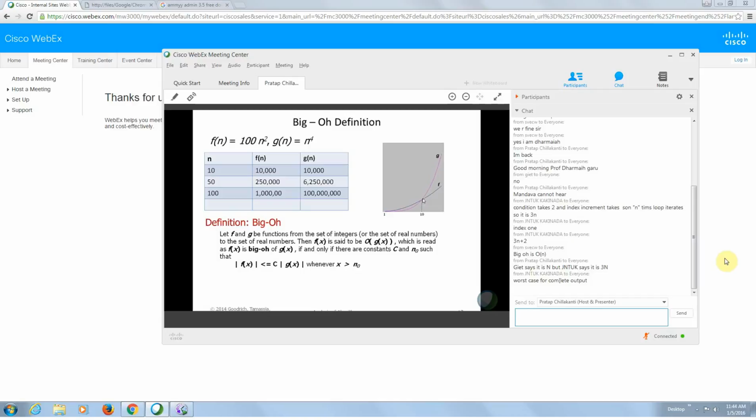So what am I showing there? I have different values of n. Function f of n is 100 times n squared, that's 10,000, and g of n also is 10,000 for n equal to 10. But beyond n equal to 10, those two functions drastically differ, right?